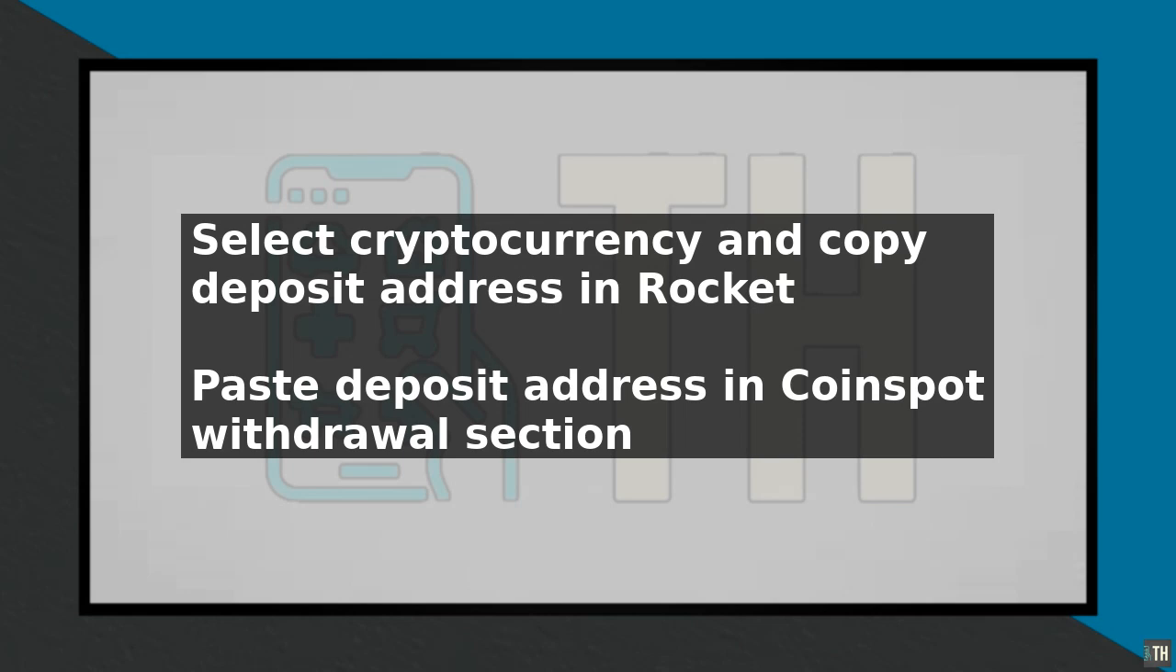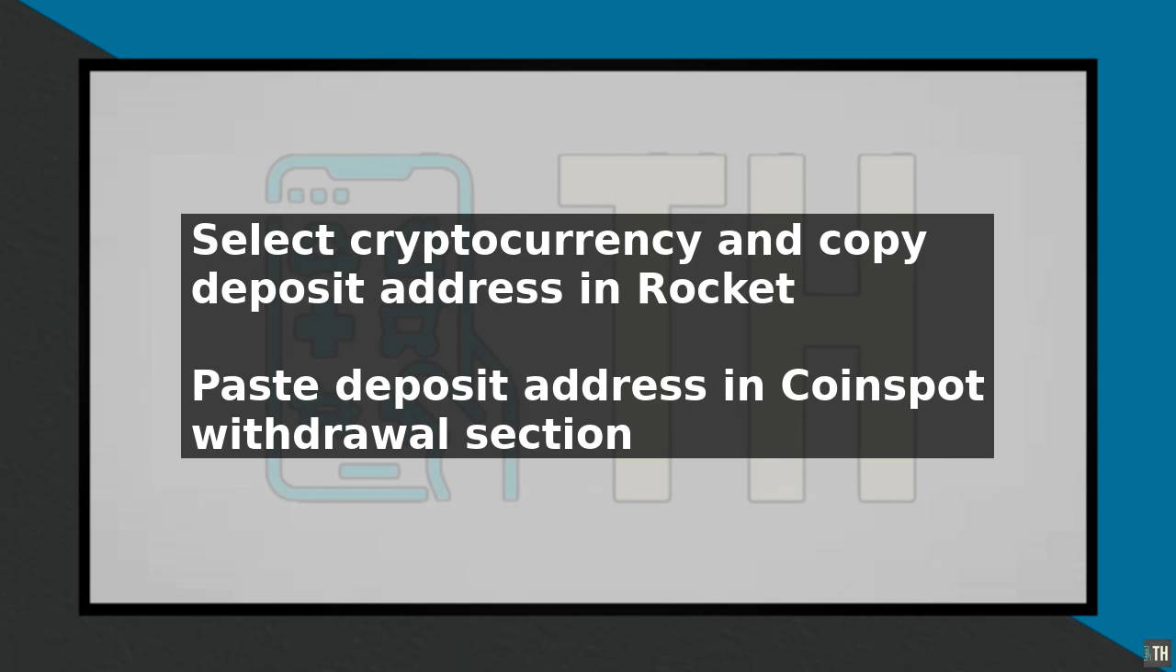Next, go to your Rocket account and click on the Deposit tab. Select the same cryptocurrency you selected in your Coinspot account and copy the deposit address. Go back to your Coinspot account and paste the deposit address into the withdrawal section. Enter the amount you want to deposit and confirm the transaction.